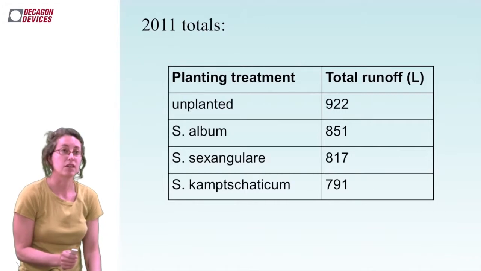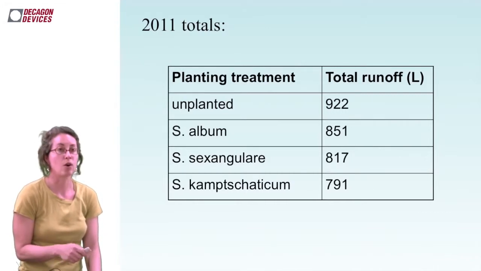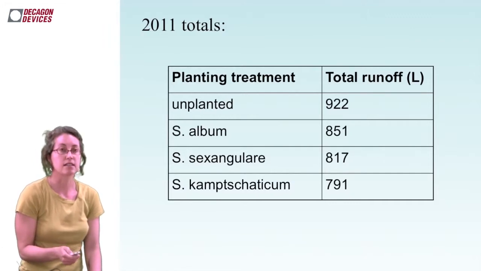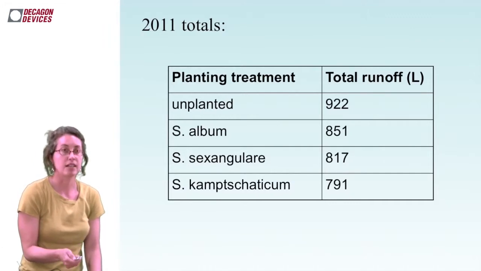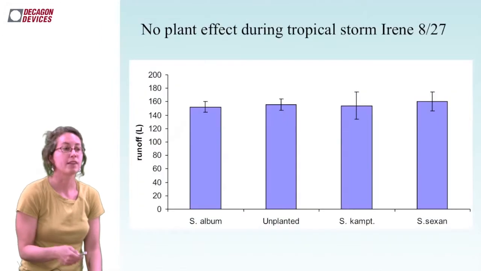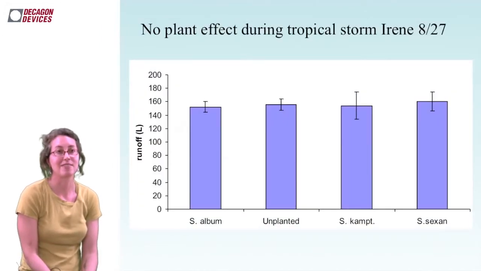But I don't think that's because we don't have a treatment effect. I think it is because of how we're analyzing the data statistically. So I'll show you what I mean here in this next slide. In August of 2011, we had a tropical storm, Irene, where we had, I think it was above 6 inches of rain. I think we got 80 millimeters.